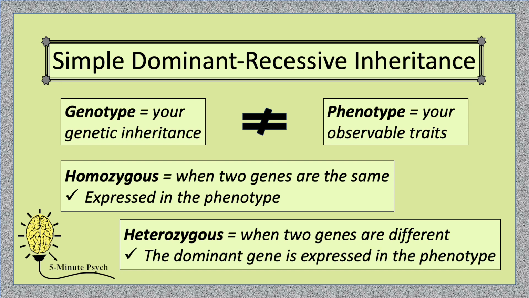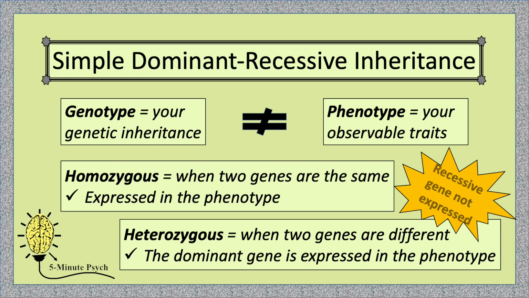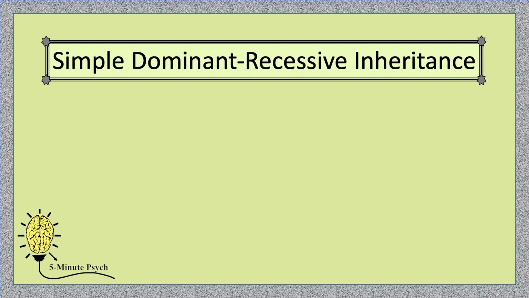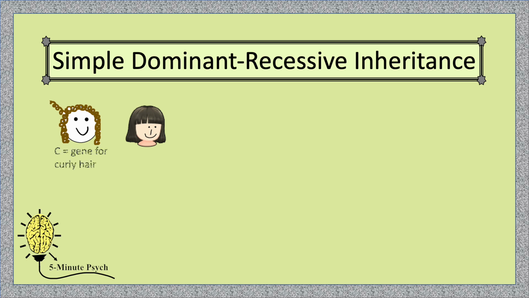But the individual still carries the other gene, the one that's not expressed, and this gene is said to be recessive. For example, whether you have curly or straight hair is up to 2 genes. One you get from your mother and the other from your father. So, suppose a C is the gene for curly hair, written in capitals because it's also dominant, and S is the gene for straight hair, which is a recessive gene.